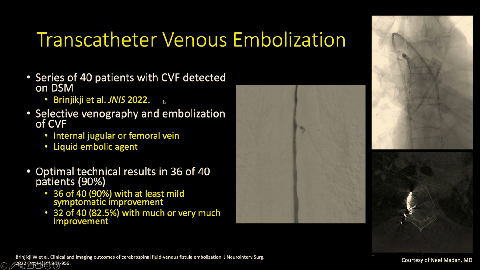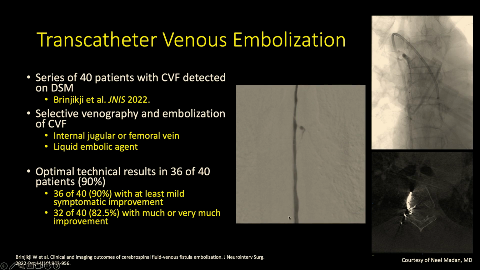They did selective venography and embolization on those patients, either through an internal jugular or femoral vein approach, and they would inject Onyx, a liquid embolic agent. They found optimal technical results in 90% of cases. 90% had at least mild symptomatic improvement, and 82.5% had very good symptomatic improvement.